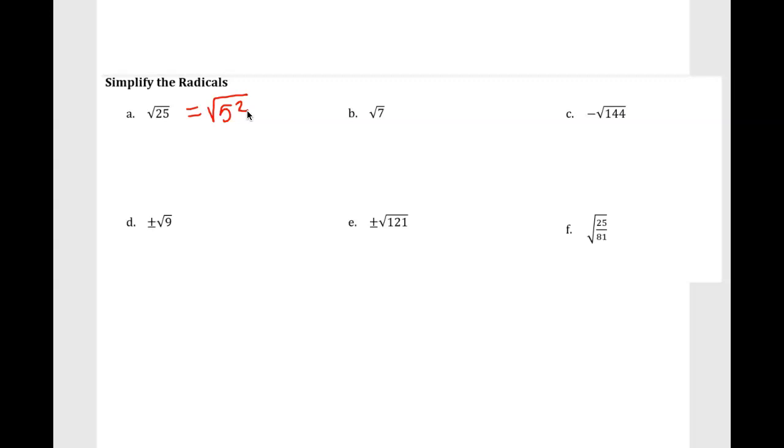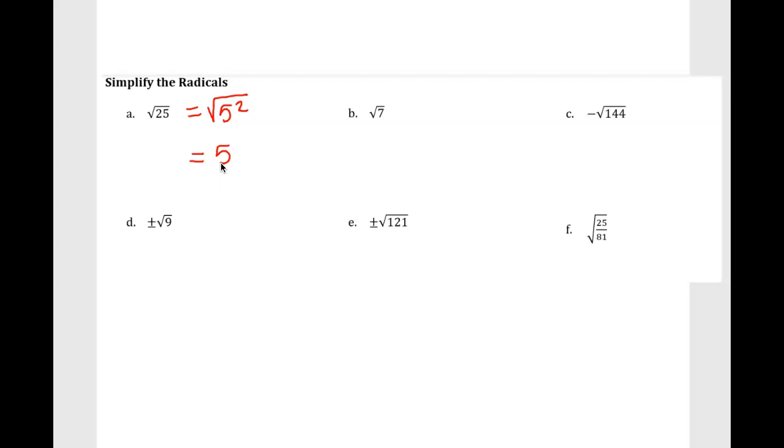So if a number can be rewritten as a number squared, then that makes it a perfect square. Square roots and squares cancel each other. So the square root of 25 is 5. If you actually type that one in on your calculator, it would give you 5.